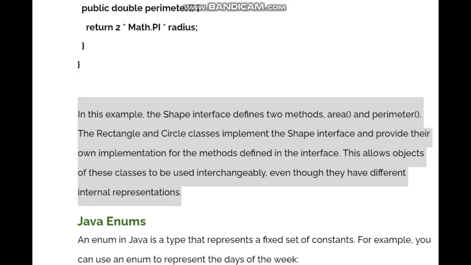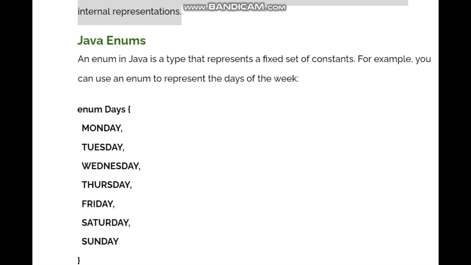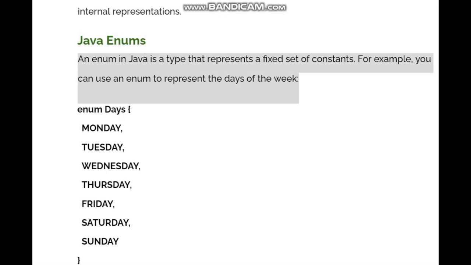Java enums. An enum in Java is a type that represents a fixed set of constants. For example, you can use an enum to represent the days of the week. Enum Days.